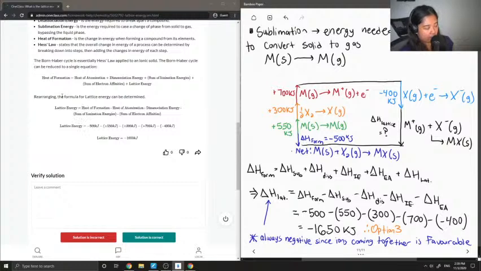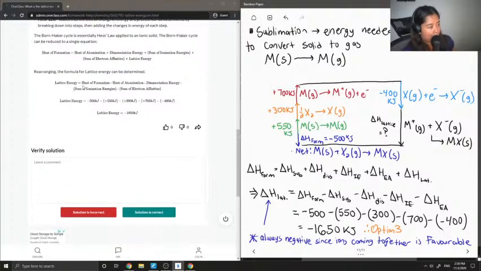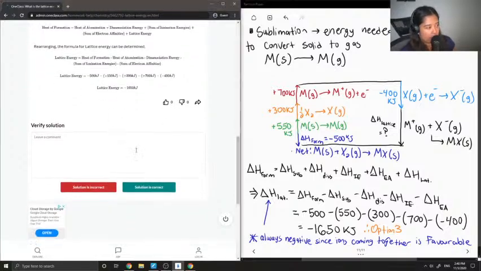So then they also rearranged the formula for lattice energy. So they did lattice energy is equal to heat of formation minus sublimation minus dissociation minus the sum of ionization energies minus the sum of electron affinities. And then they also got minus 1,650 kilojoules. I'm just going to say this solution is correct.